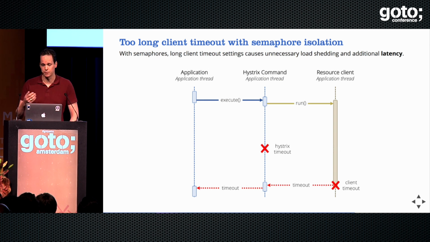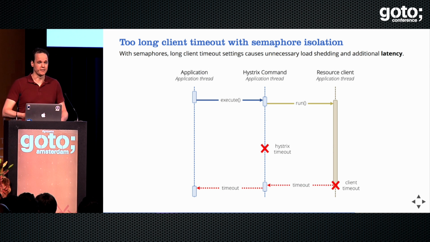And with semaphores, it's even worse, because with semaphores, the calling thread can't walk away. So you will still have this whole latency problem, well, less because you're limiting via the bulkheading. But it's not good.